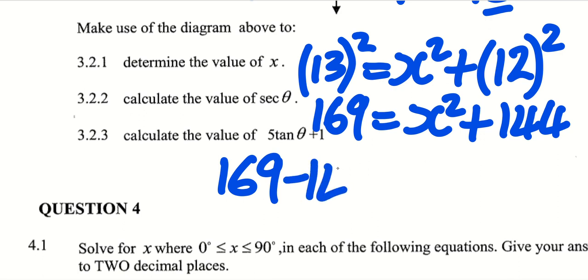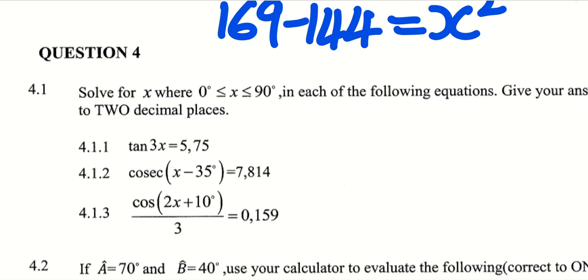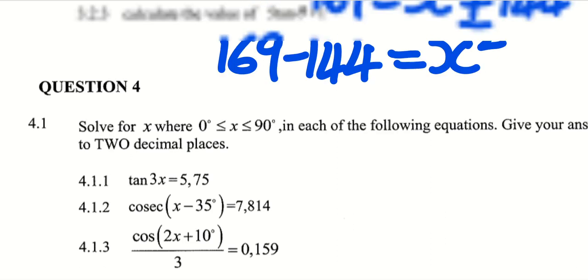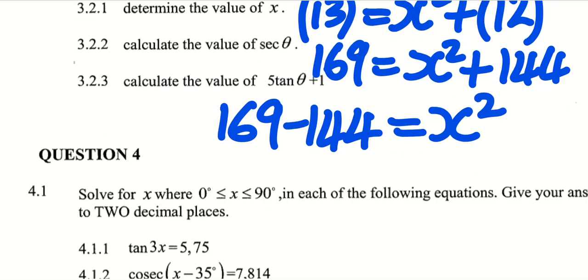But remember, when 144 goes to the other side, its sign must change. If it was positive on this side, it becomes negative on the other side, like you see here. So it's as simple as that. Then we put our equal sign, and x squared is on the other side alone now. So 169 minus 144. Let's do it on the calculator. The answer is 25.